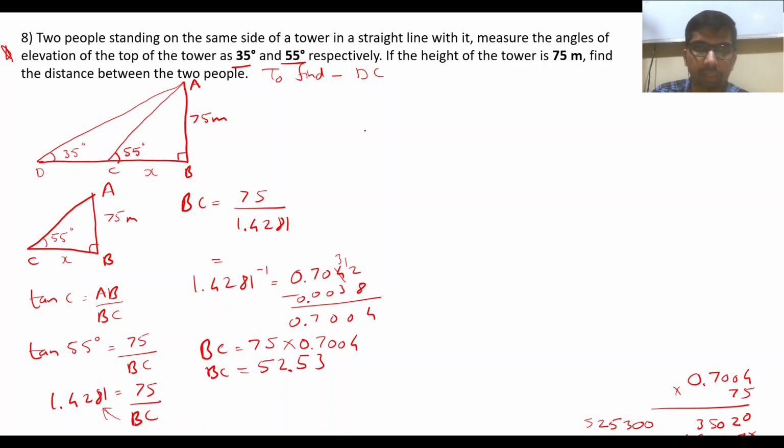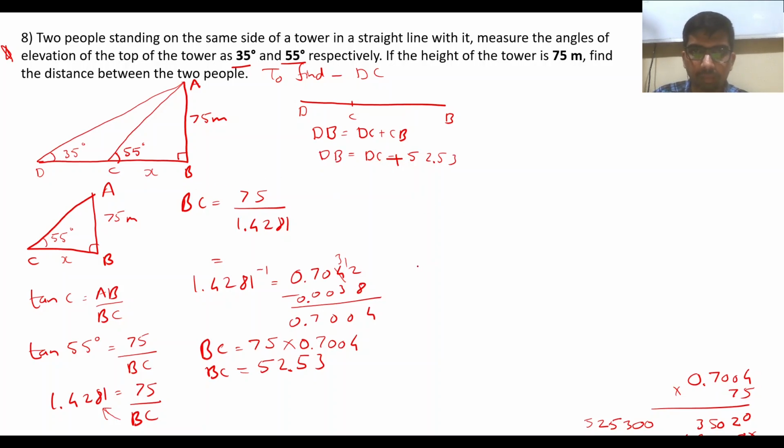Now we'll do the distance part. So draw a line with D, C and B. DB is made by DC plus CB. But BC and CB are the same. So DC plus CB, which is 52.53. So we got DB. Okay?